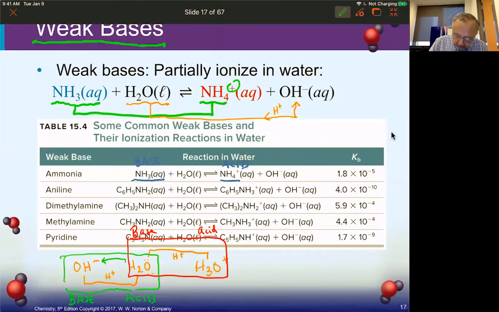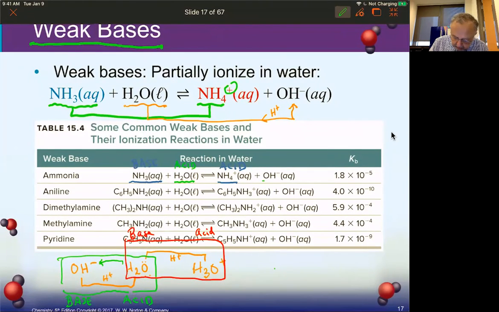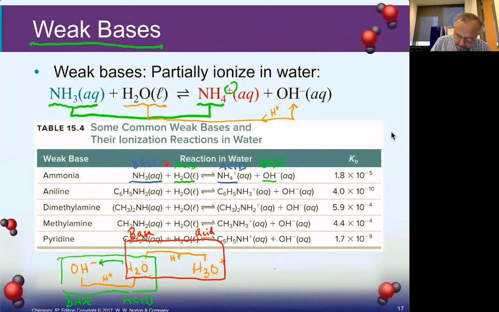Yeah, let's do green. H2O is donating a proton, so it's acting like an acid. And once it gives off the proton, it turns into a base, OH minus. So in an acid-base equilibrium, you always have this kind of behavior. So let me use another color, red. You have a base plus an acid turning into another base plus another acid.